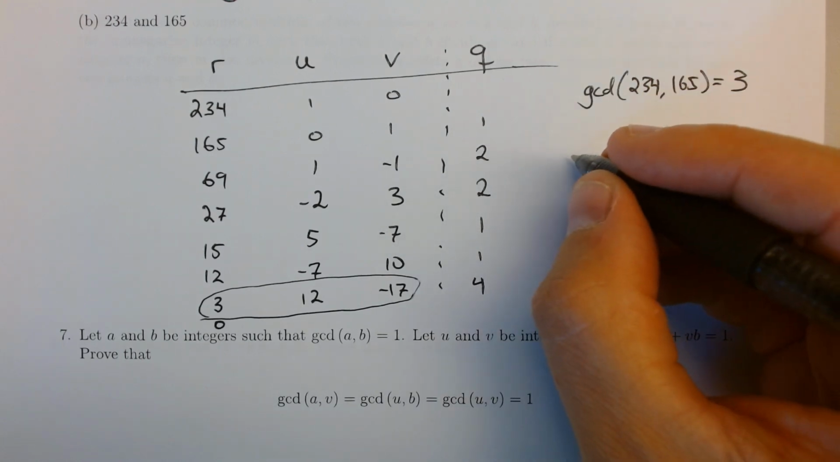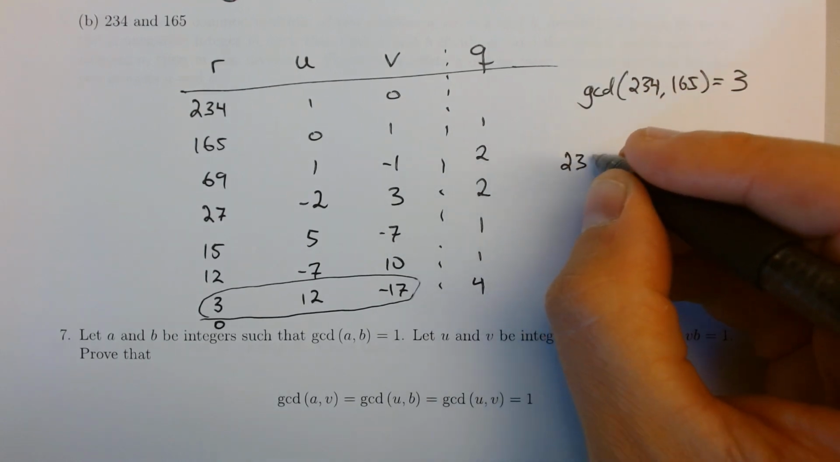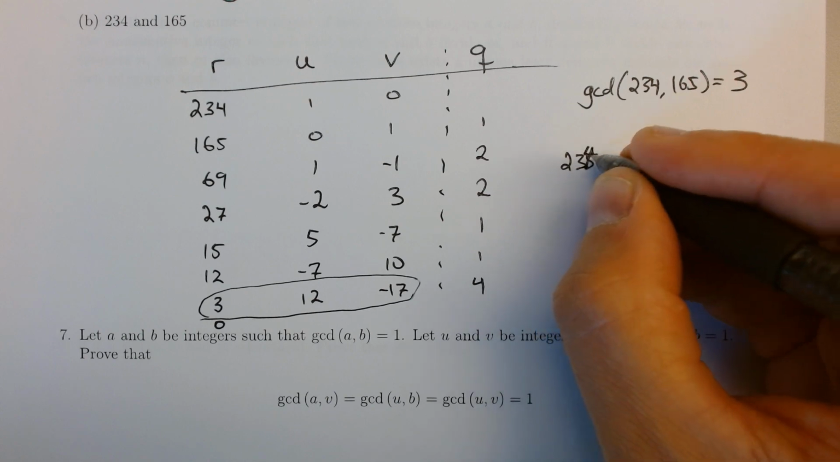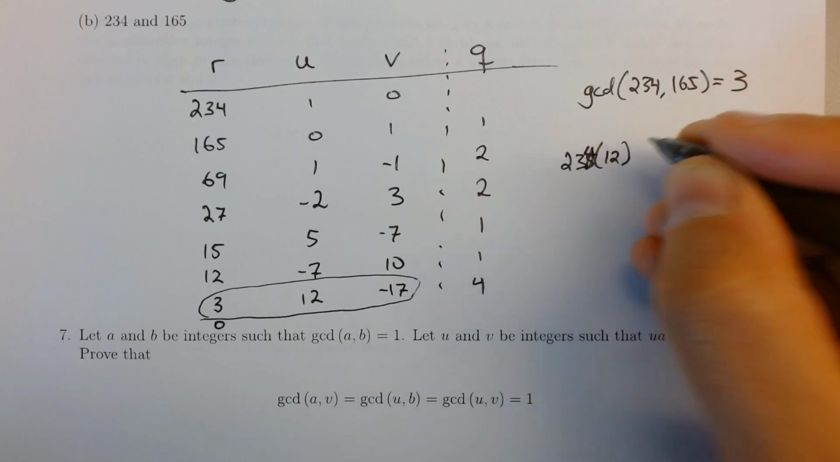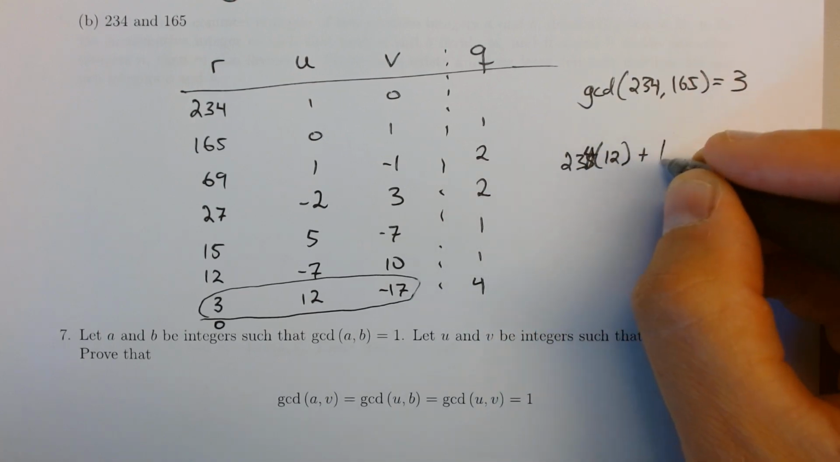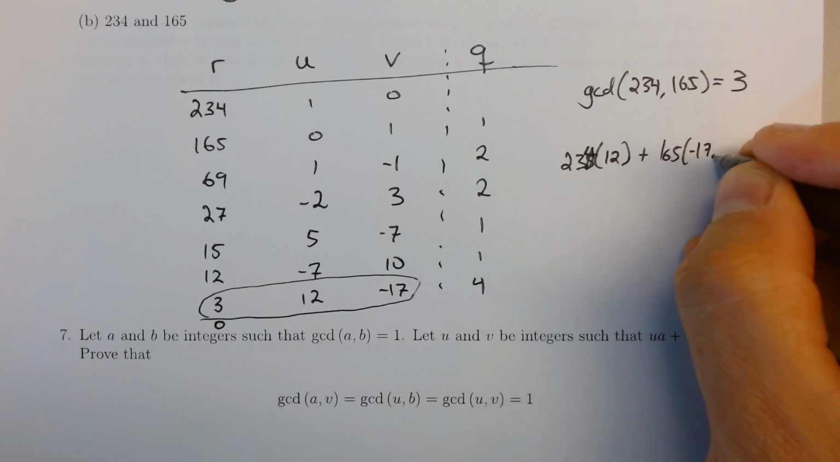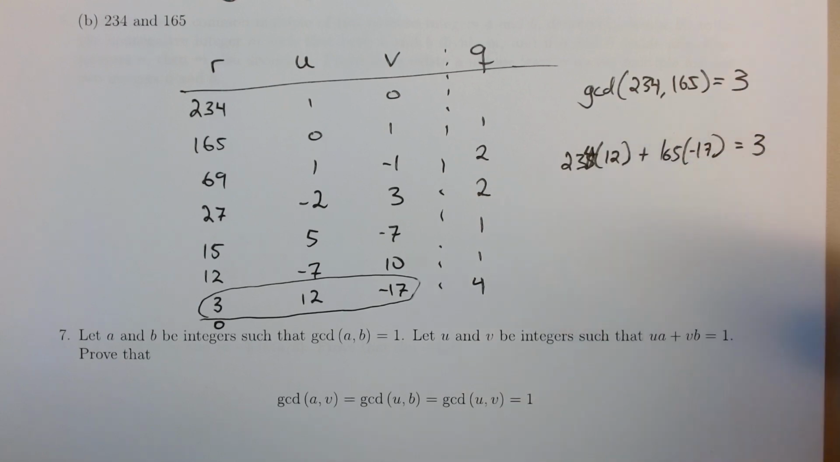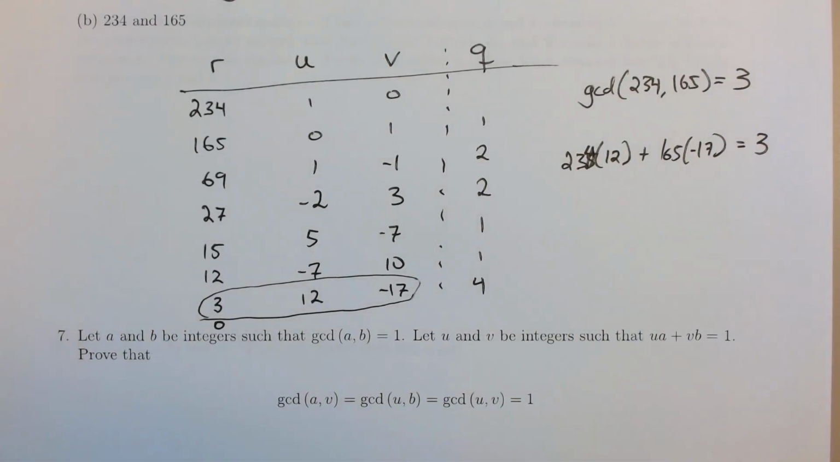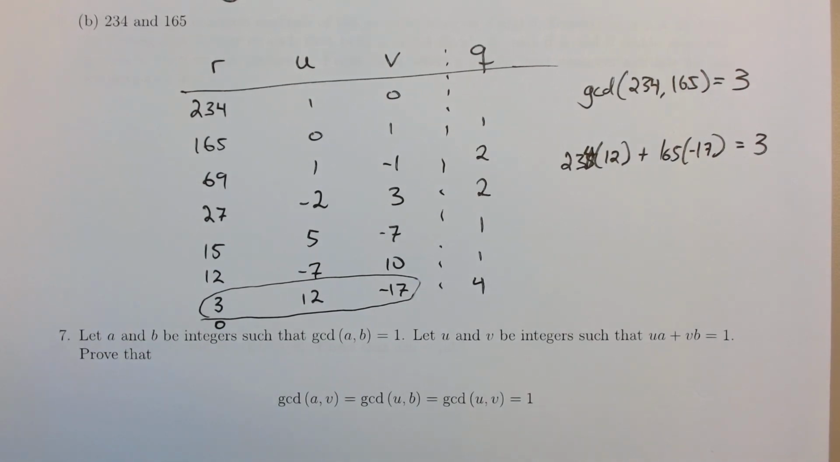And in particular, if I take 234 times 12 and add that to 165 times negative 17, that gives me that GCD of 3. And we did show that those numbers are unique, so that's the only linear combination to give you that GCD of 3.